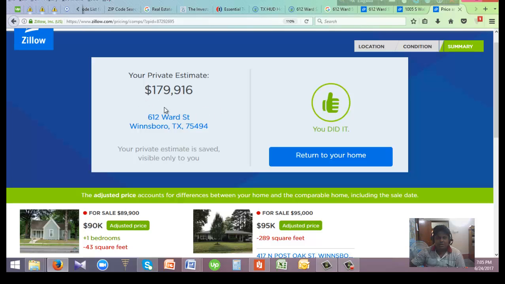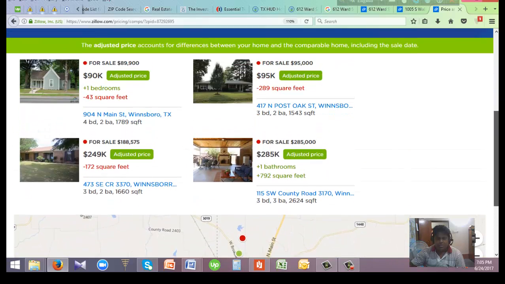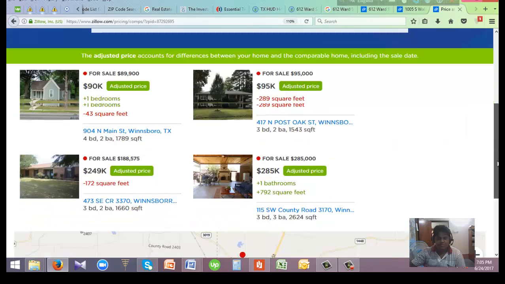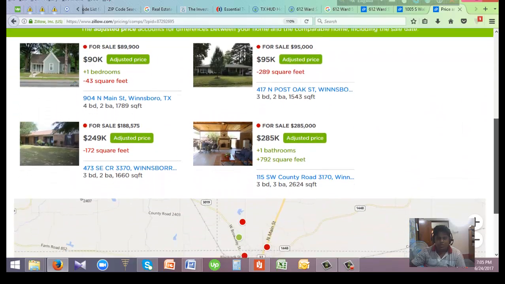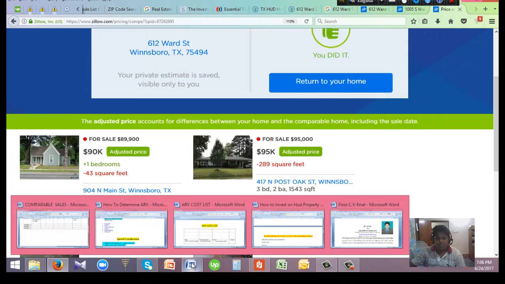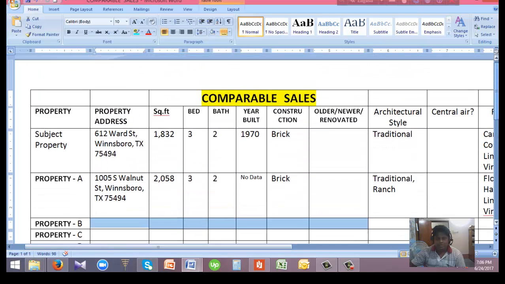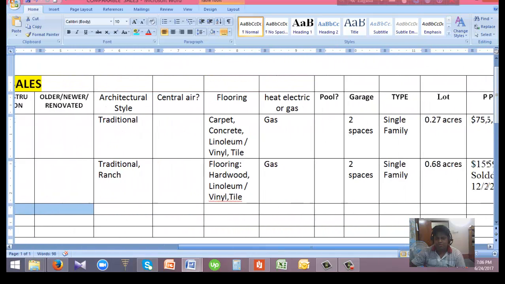That means our subject property value may be $179,916 in our open market. I think from here we can get the value of our subject property from Zillow. This is a very clear concept for our subject property, and another way we can get an idea of the value of our subject property is from here also.